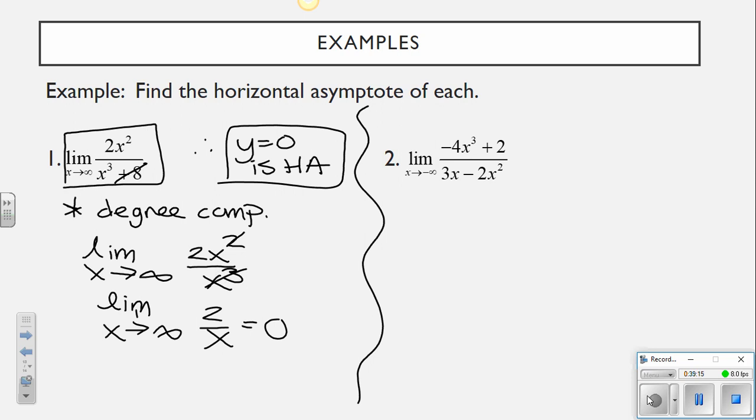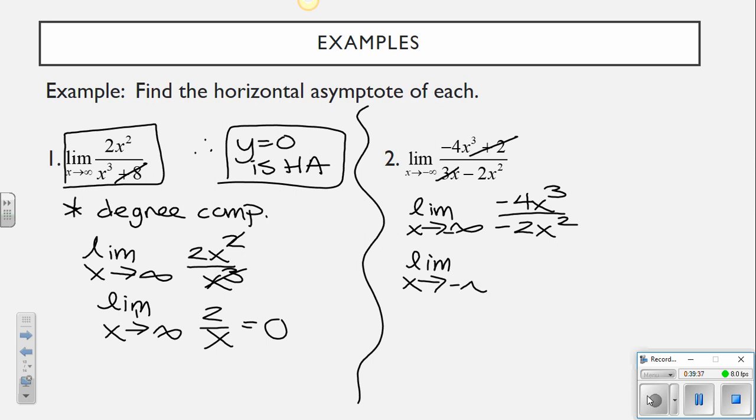This is probably going to be none because, let's take a look. Mark out everything that's not the highest power on the numerator and denominator. So notice here, as I approach negative infinity, I'm looking at negative 4x cubed over negative 2x squared. If I simplify this one more time, negative 4 over negative 2 is positive 2, over 1, so it'd be 2x over 1, right? Is that correct? So I have a question. If I double negative infinity, do I have a finite value?